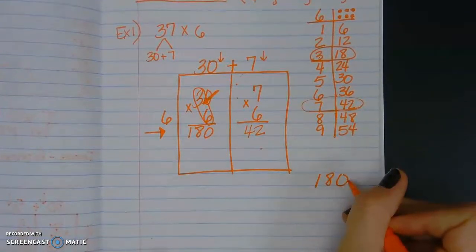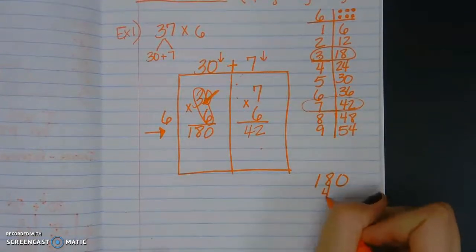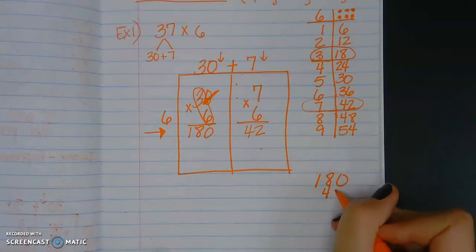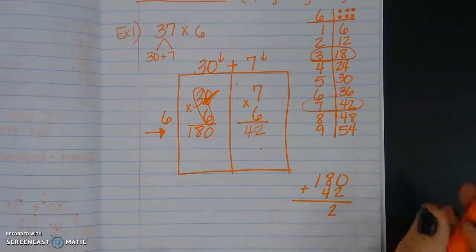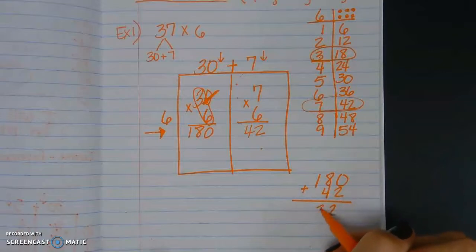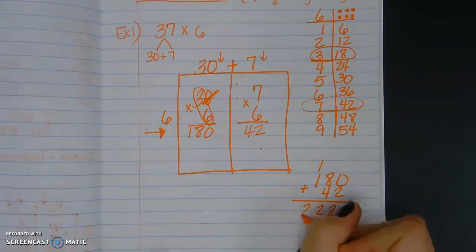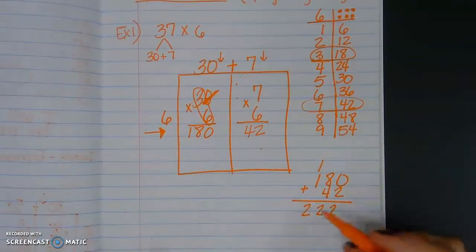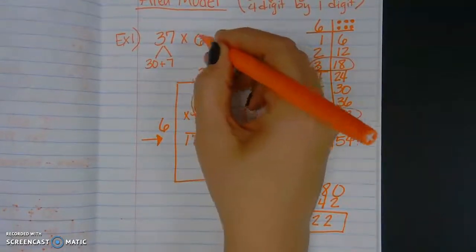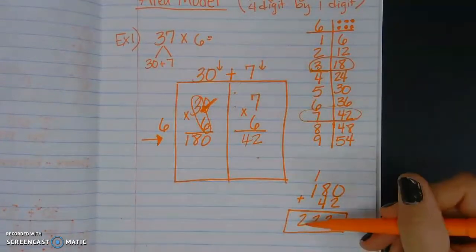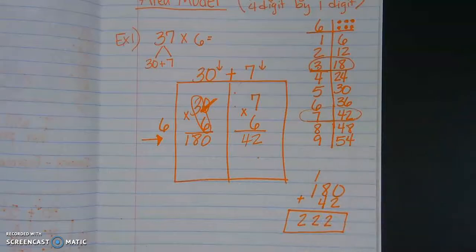180. And then I got to put my 4 here because that's in the tens place. 2. So 2, 8, 9, 10, 11, 12. What? That's so funny that I picked that. 222. That would be my answer for 37 times 6. It equals 222. All right?